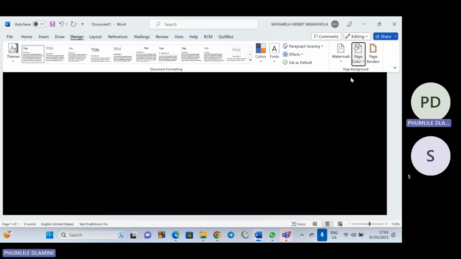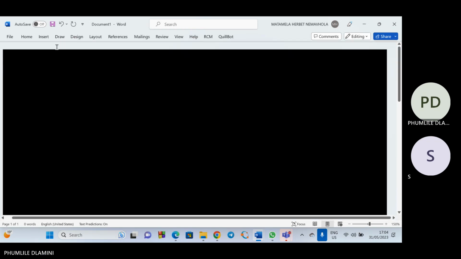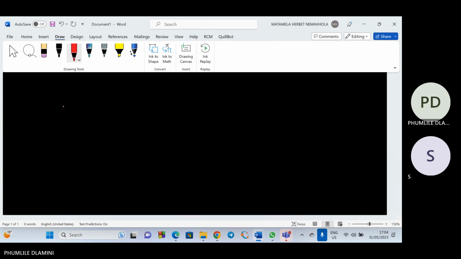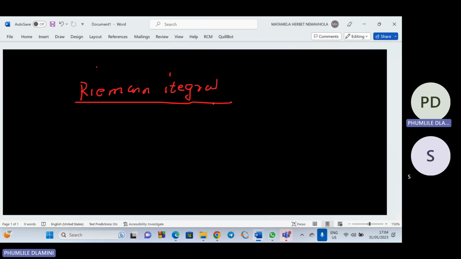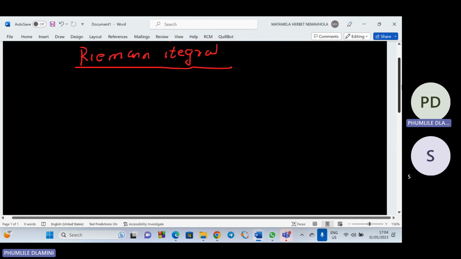So we are going to talk about the Riemann integral. I'm going to give you a few definitions that are going to help you answer any question based on Riemann integrals.